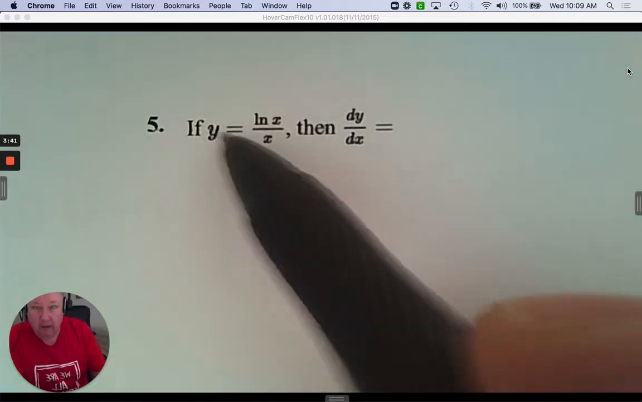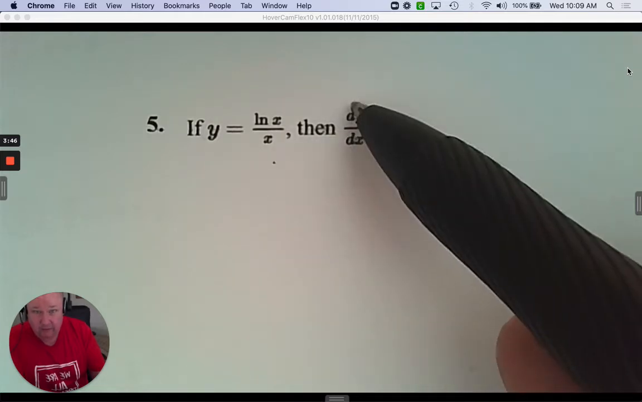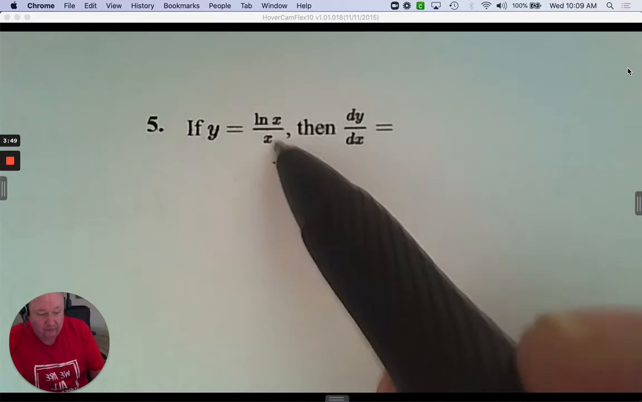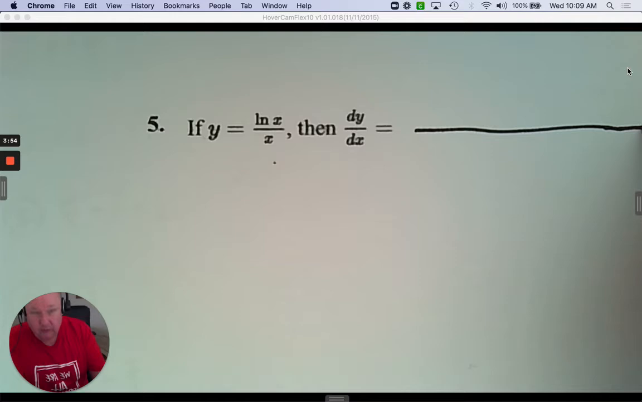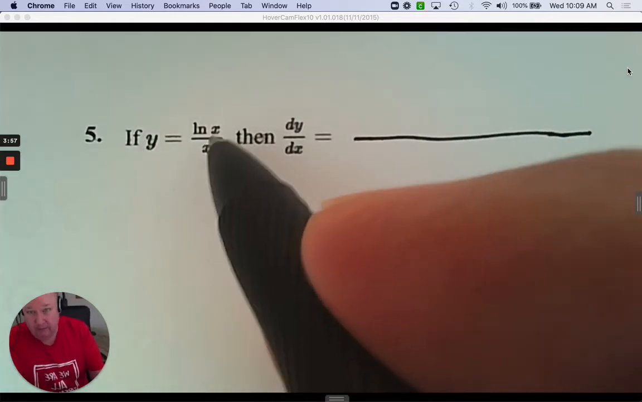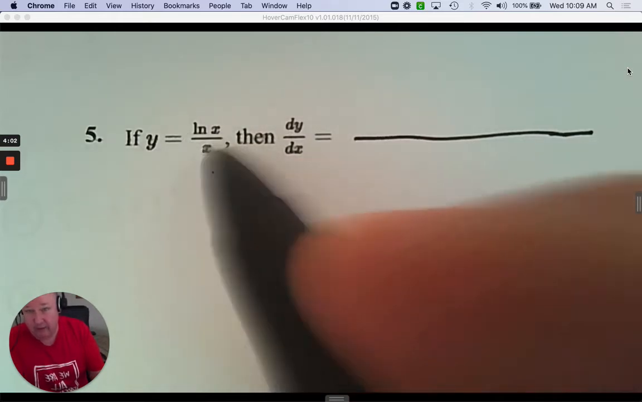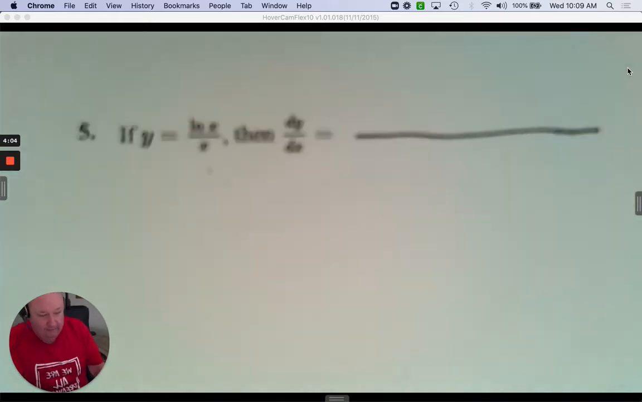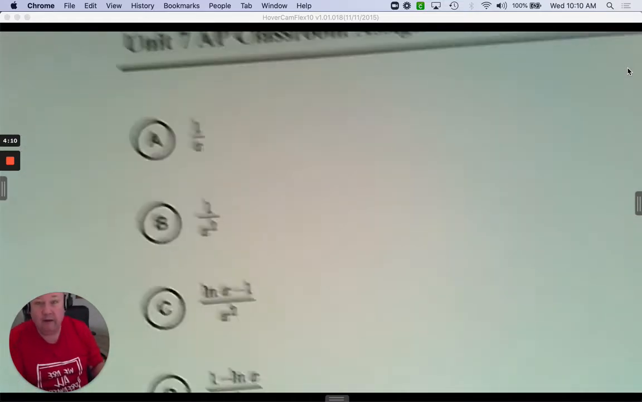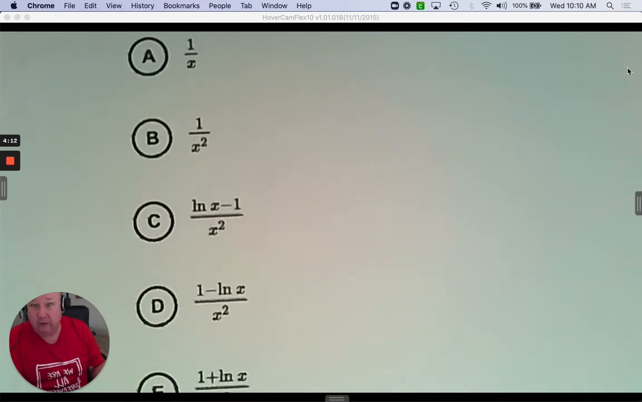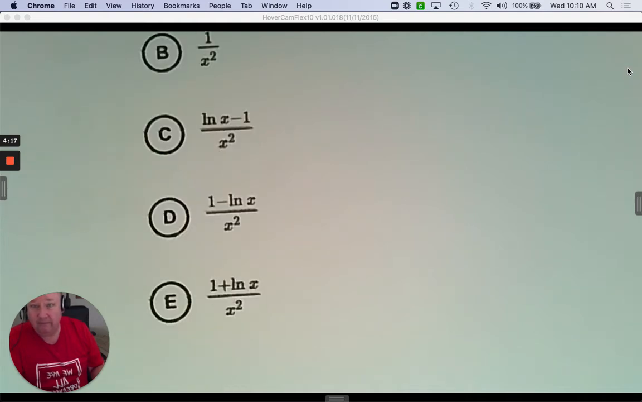Number 5, y equals ln x divided by x, and then take the derivative. My clue for you here is, because you're dividing, this is going to be the quotient rule. So show your work. What is the quotient rule? It's the bottom times the derivative of the top, subtract the top times the derivative of the bottom, all over the bottom squared. Then, when you turn the page to the next one, you can see which one is actually using the quotient rule properly, and then you circle the one that matches.